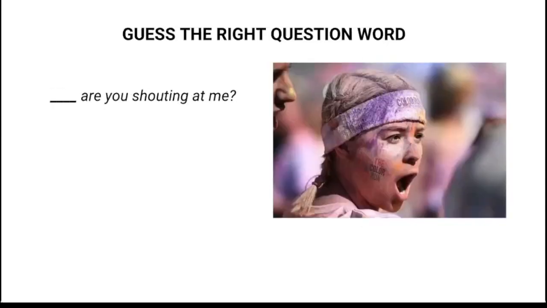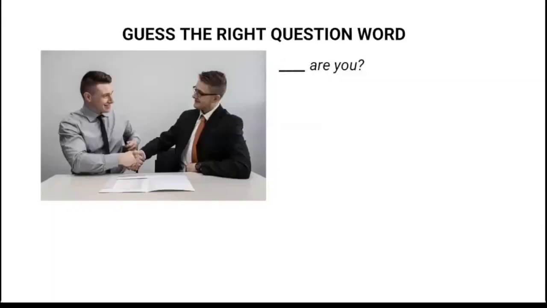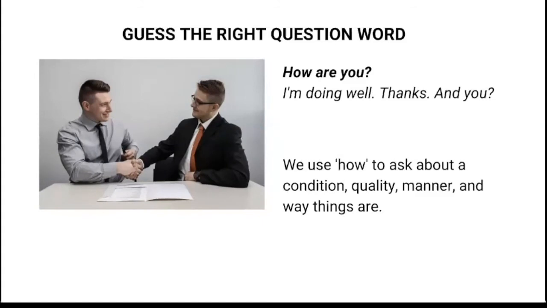Are you shouting at me? Why are you shouting at me? Yes, that's right. The question word why, because we use why to ask for a reason or explanation. Are you? How are you? Okay, that's right. How, because we use how to ask about condition, quality, manner, and the way things are.